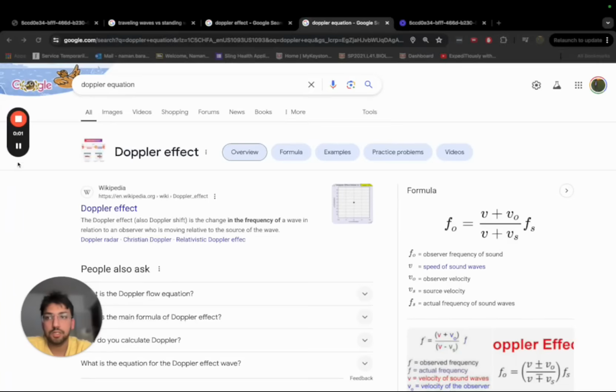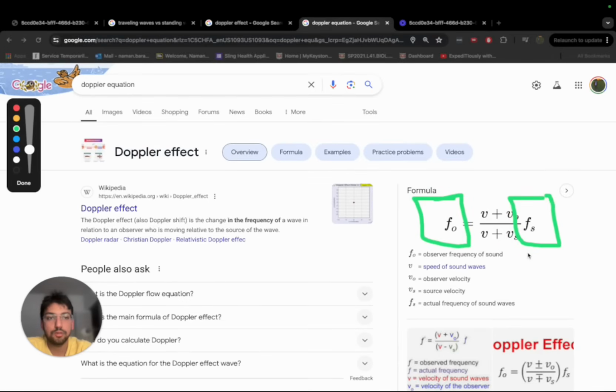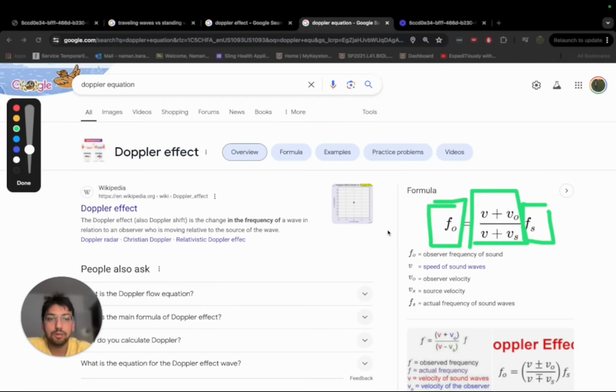So this is a good place to understand Doppler effect, and this is basically saying what is the observer frequency of the sound based on the actual frequency of those sound waves. So how we do this is we just take the speed of sound, the speed of the sound waves, and then we add to it the observer velocity. So if the observer is not moving, then this is 0. And then in the bottom we add to it the source velocity, and in this case, this would be the speed of the ambulance. So we do that calculation, we multiply it by the frequency at which the sound is coming, and then we get the observer frequency of sound, and that's what the Doppler effect is.